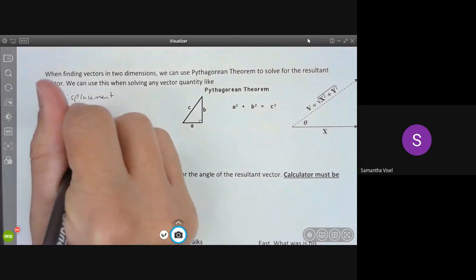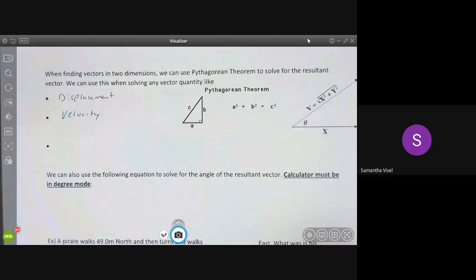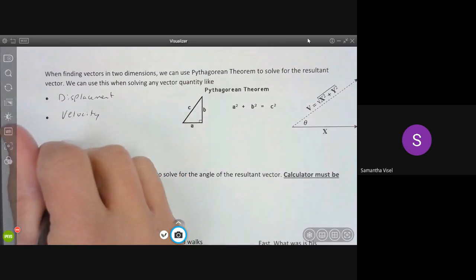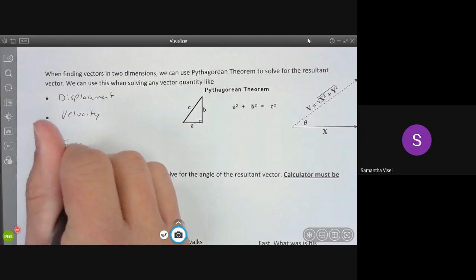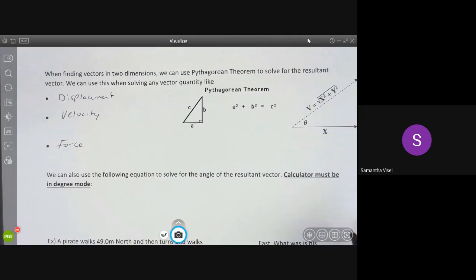Velocity is a vector quantity too, so we can solve for vector velocity as 2-dimensional speed. And then forces, which we'll be doing within the next week or two. We'll be revisiting this when we look at forces in 2 dimensions.